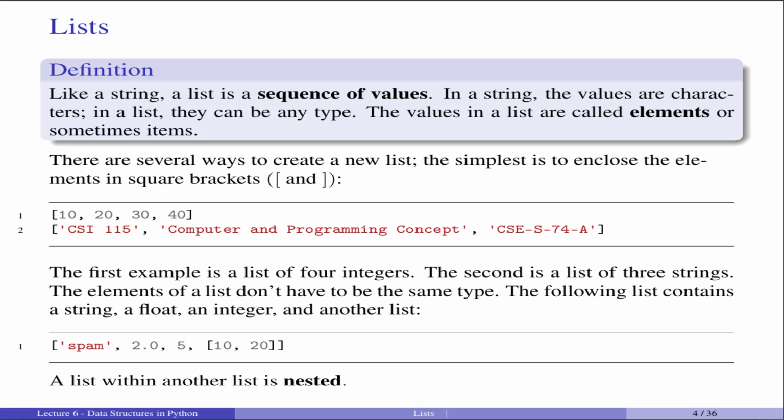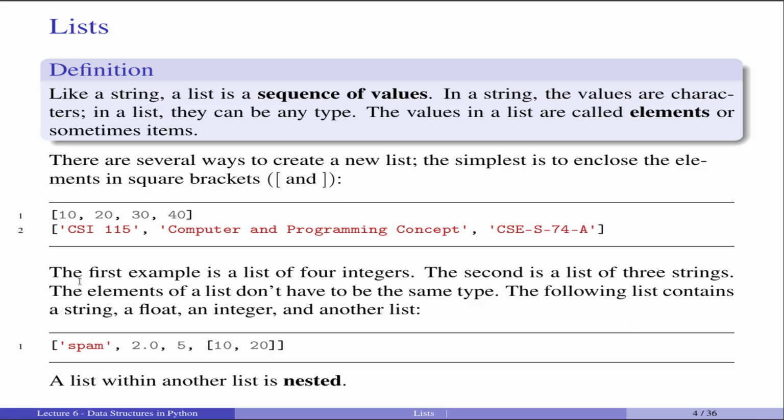So the first one is lists. If we want to define a list, like a string, a list is a sequence of values. In a string, the values are always characters or alphabets, whereas in a list, they can be of any type. The values in a list are called elements or sometimes items. Okay? When we declare or create a list, you have to always enclose it in square brackets, meaning these brackets or third brackets in other terms.